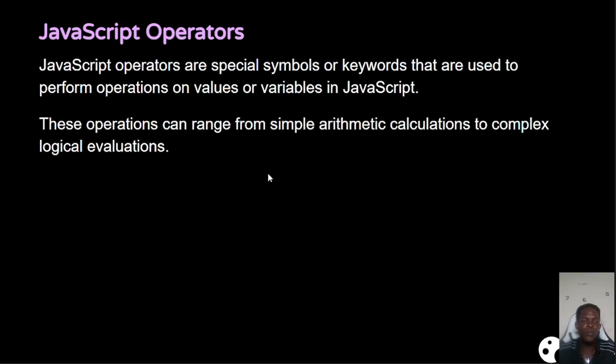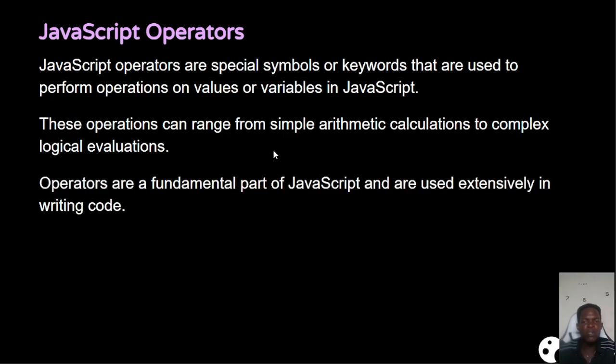So these operations can range from simple arithmetic calculations to complex logical equations. We must have done one of these in our secondary schools when we talked about true and false statements. You see logical and, logical or, and things like that. Those are operators we use in JavaScript, and in computer programming in general. So operators are a fundamental part of JavaScript and computer programming, and are used extensively in writing code. You use these operators in any computer language.